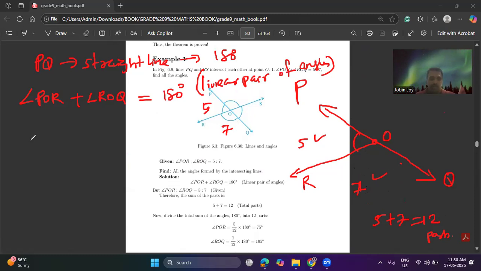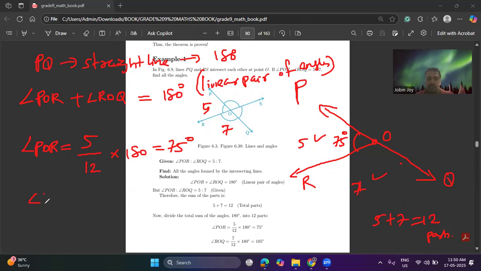So I can write angle POR will be equal to 5 units, divided by the total parts, 12, into the angle of this straight line, 180 degrees. When you solve this, you will get 75 degrees. So this angle is 75 degrees.